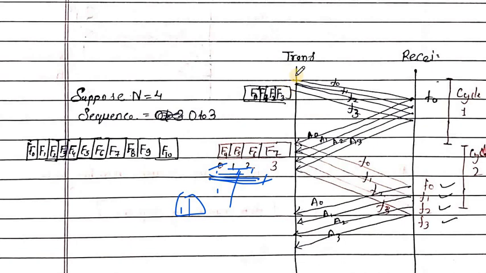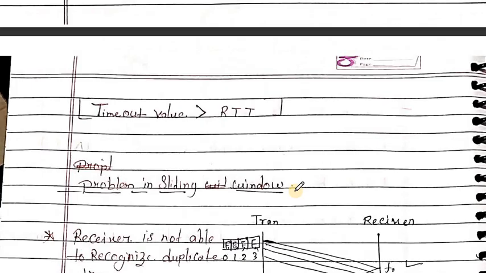In this condition, the transmitter sends 4 frames continuously to the receiver. The receiver receives the frames and sends acknowledgement. After getting the acknowledgement, the transmitter again sends the next frames, 4 to 7, having sequence numbers 0, 1, 2, 3 again. The receiver receives those frames and sends acknowledgement. This will keep happening.